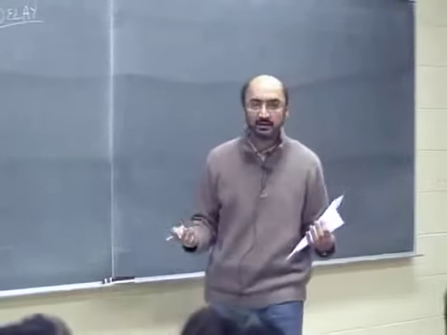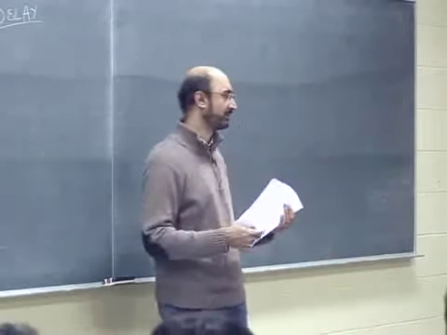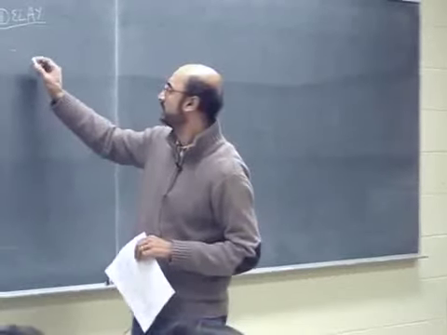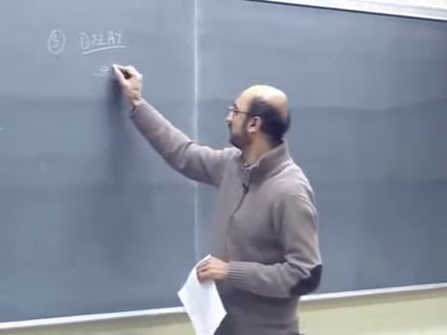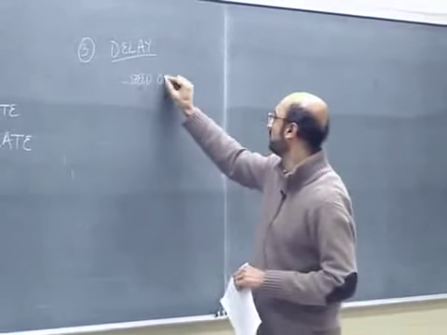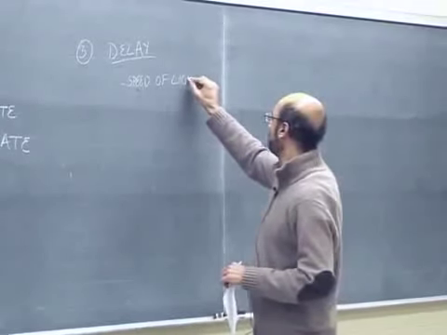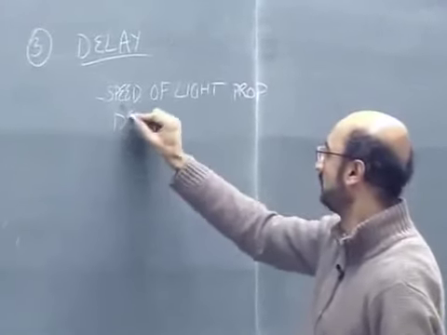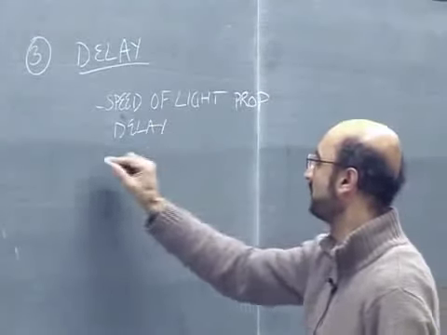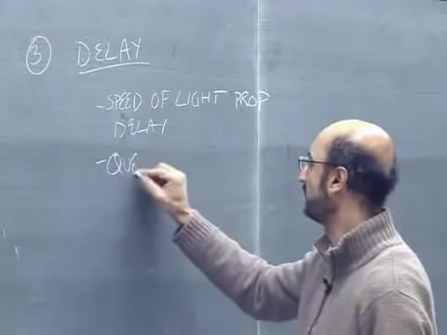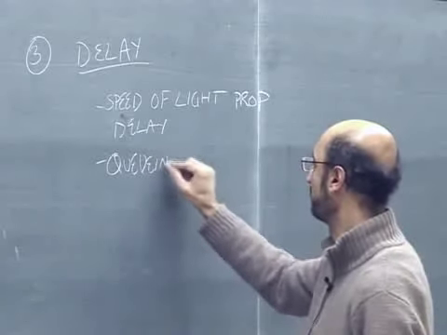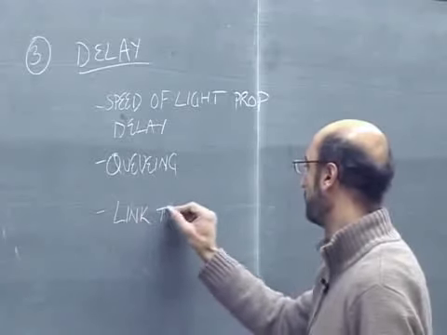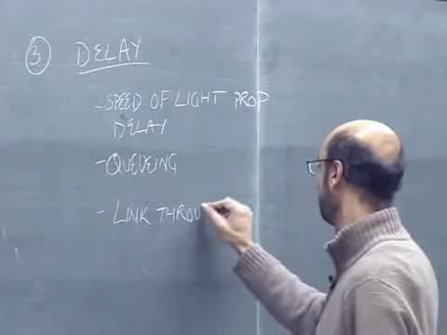But delay is, in some sense, unavoidable. Okay, so where does the delay come from? It comes from different parts. One comes from speed of light, propagation delay. And the other one comes from, you can think of it as queuing delay. And the third one comes from link capacity, link throughput. Let me explain all those in just a minute.